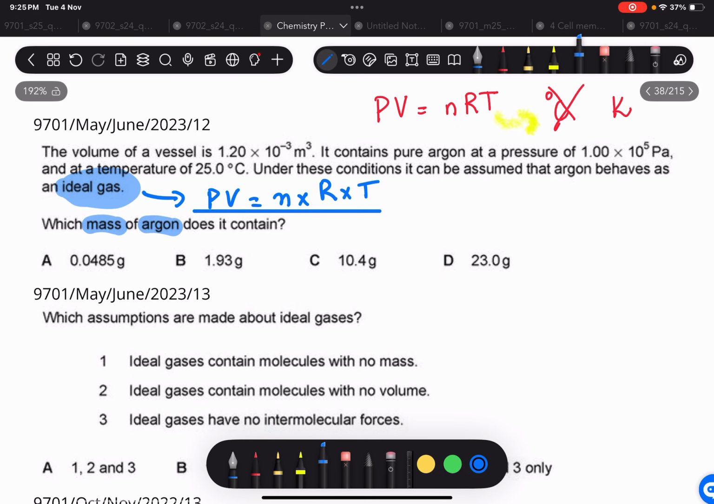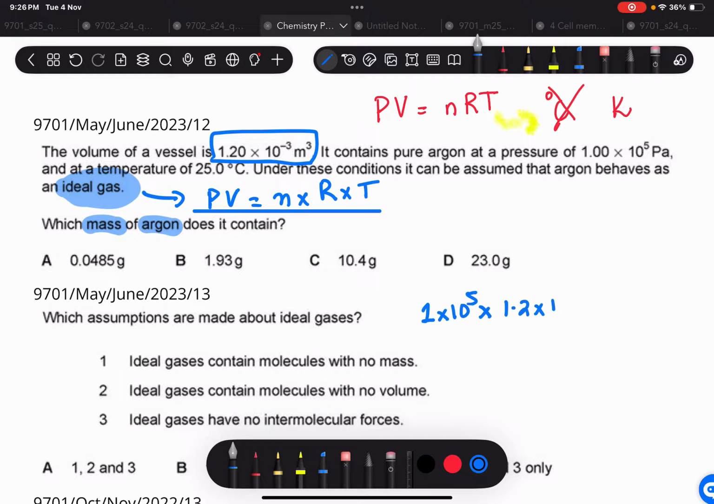Simply let's plug in the values into the formula. Pressure first is 1 into 10 raised to power 5. Volume is 1.2 into 10 raised to power negative 3. PV is done. Now let's plug in n. We don't know the number of moles for the argon gas, but we do know some things about argon gas. We'll discuss it later on. First, let's put in the values that we are dead sure about.